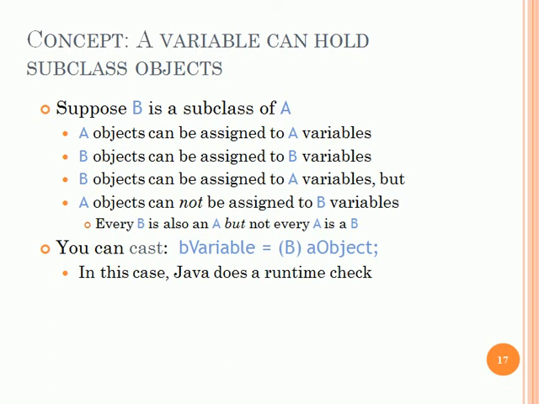A variable can hold subclass objects. Here B is a subclass of A. So A objects can be assigned to A variables and B objects can be assigned to B variables. Similarly, B objects can be assigned to A variables, but A objects cannot be directly assigned to B variables. You can cast: B variable equals (B) A object. In this case, Java does a runtime check.